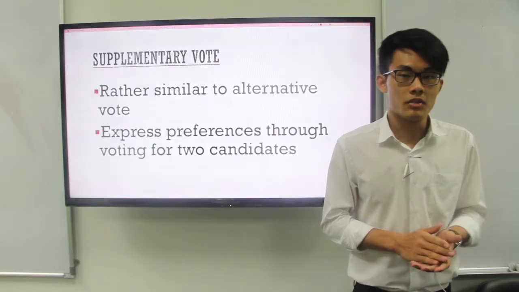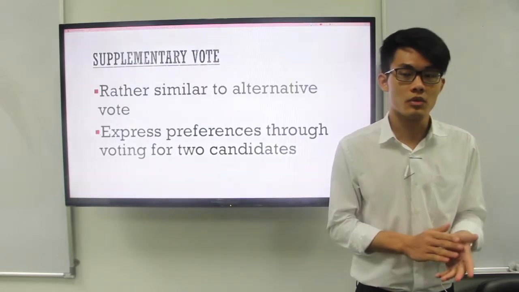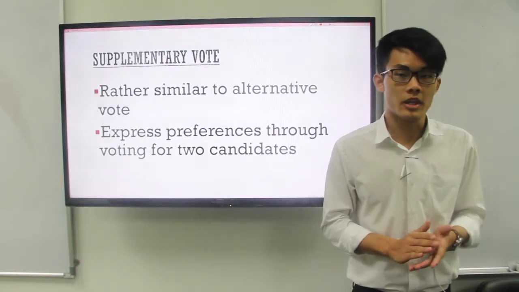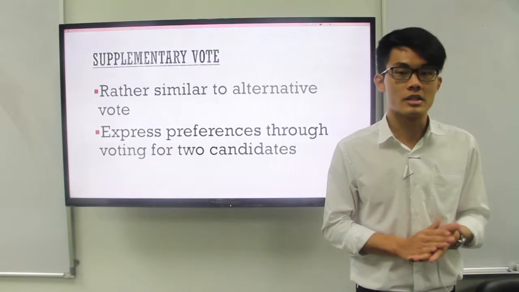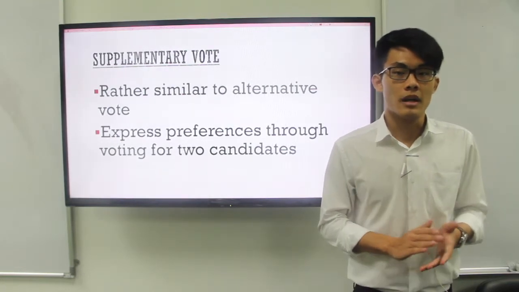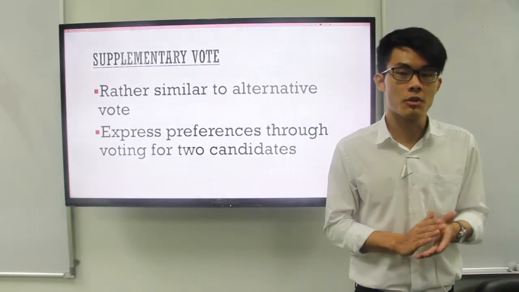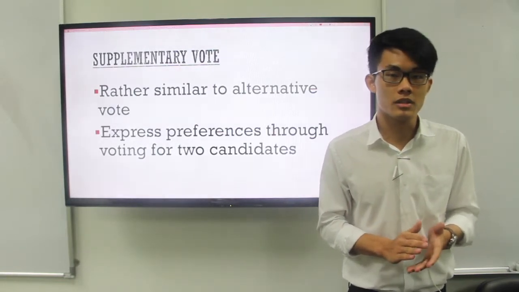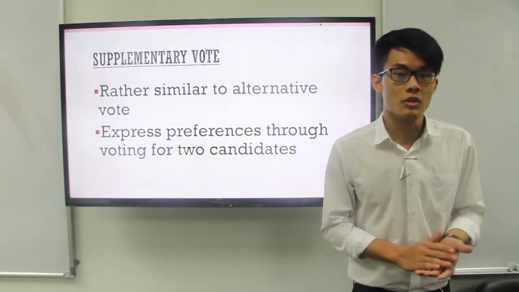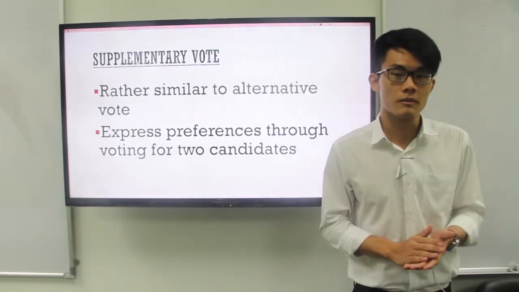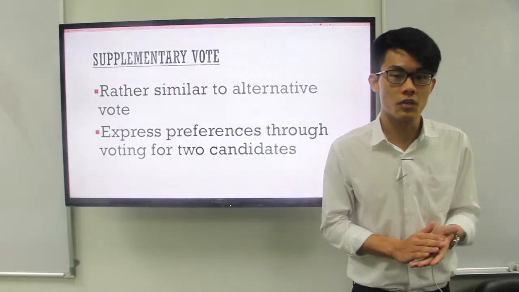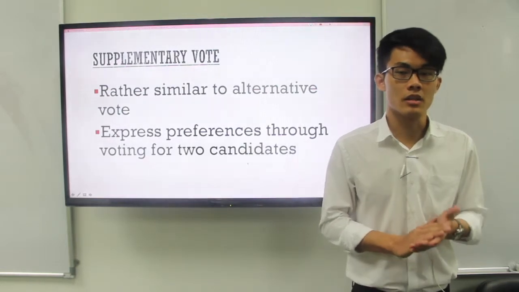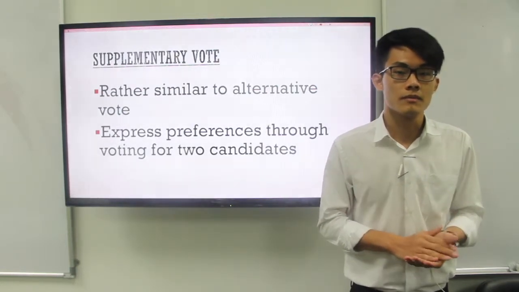Next, the supplementary voting system. The supplementary voting system is rather similar to the alternative voting system, and it is the system recommended by the Working Party on Electoral Systems set up by the Labour Party under the chairmanship of Lord Plant, which reported in 1993. This system allows voters to express preferences by voting for two candidates. If no candidate secures 50% of the vote, the second preferences cast for all candidates other than the top two are redistributed between the two leading candidates until a clear winner emerges.